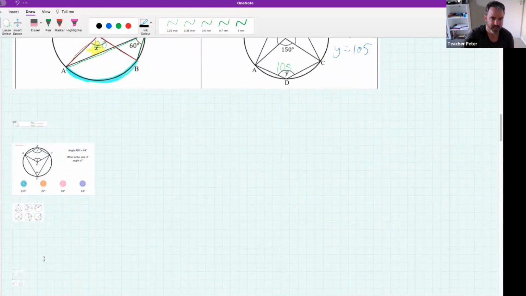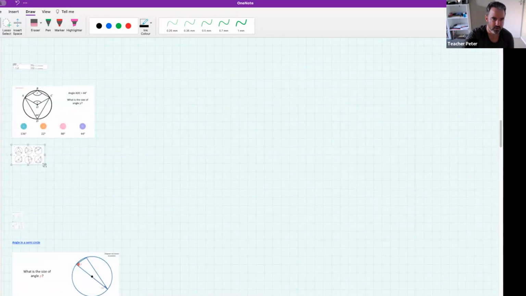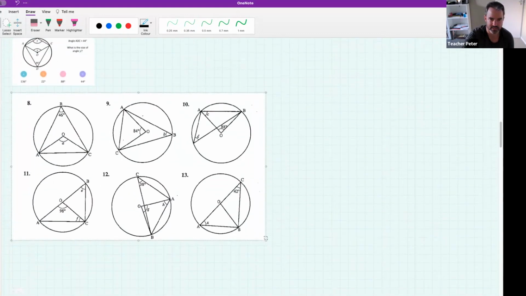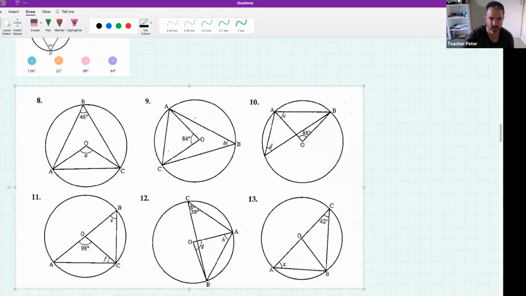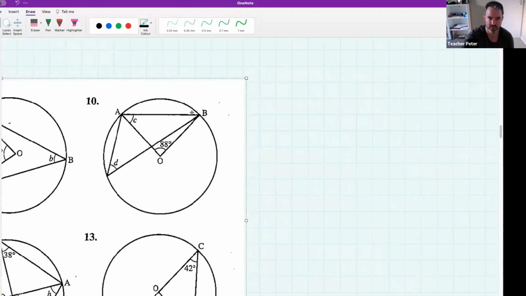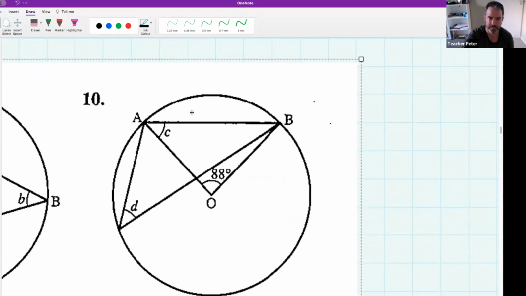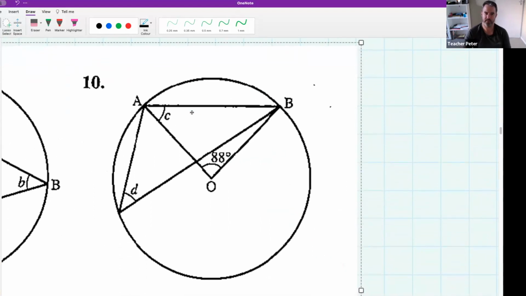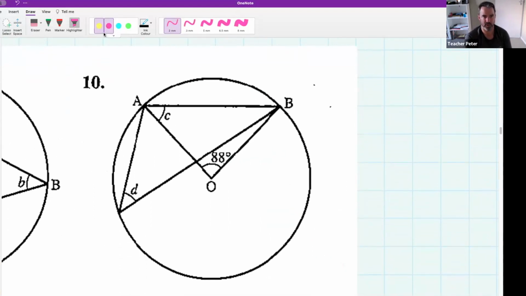All right. Let us continue on. Let us look at something like this, which is a little bit harder. Let us focus in on question 10. A little bit harder, but that's good. That's why we're here. Can you find me the size of angle D? And then after that, we are going to try and find the size of angle C.